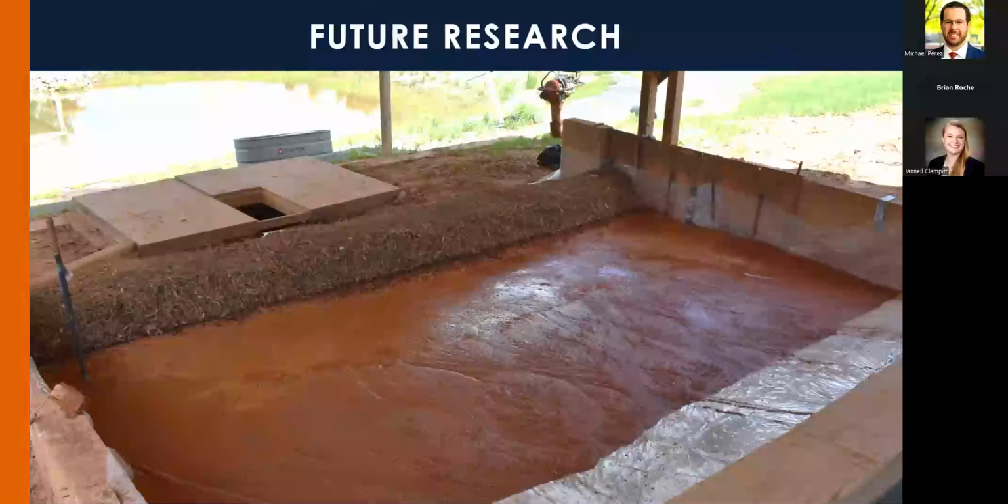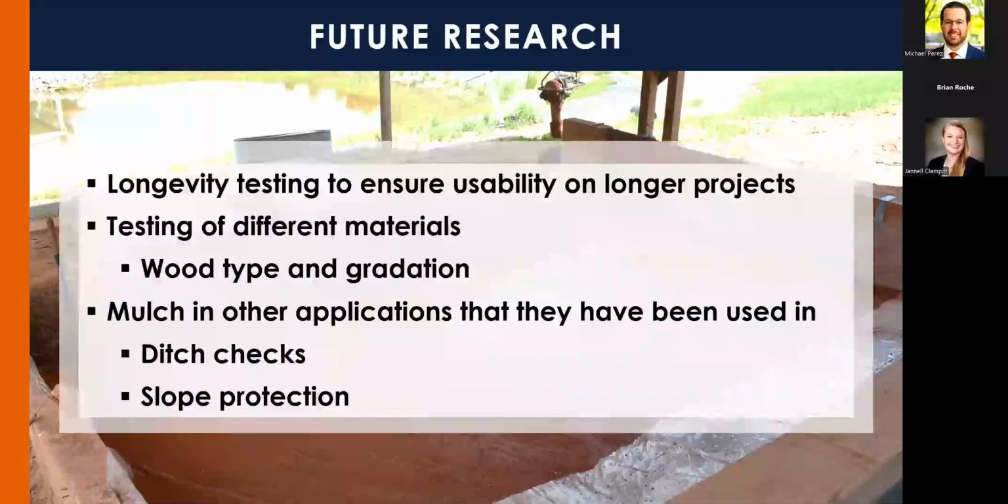Some other research that I think could be useful in determining more uses for slash mulch berms: I'd love to see some longevity testing to ensure usability on projects that might take longer, as well as testing of different materials to see if wood type and gradation differences might have a role in performance. And I'd like to see other applications that I've seen slash mulch used in, such as ditch checks and slope protection.